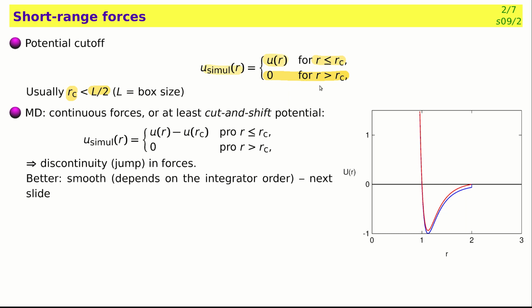However, in molecular dynamics this would correspond to a jump. So it's not good for molecular dynamics, because a jump in a potential means an infinite force. One possibility how to avoid this is to shift the potential after cutting. That is, I subtract its value at the cutoff. It's even better to smooth the potential, to cut it and smooth.